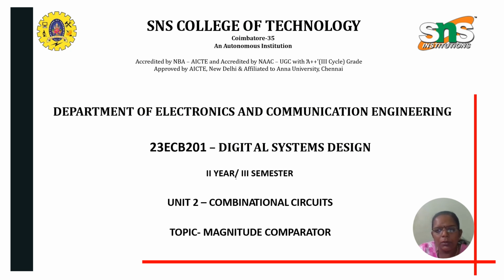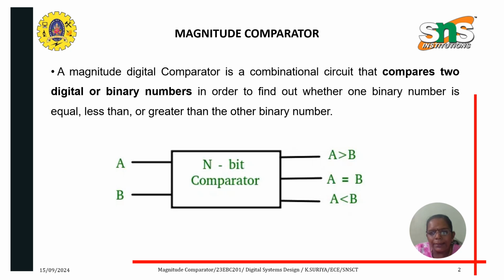In this video, let us see about magnitude comparator. A magnitude comparator is a combinational circuit that compares two digital or binary numbers in order to find out whether one binary number is equal, less than, or greater than the other binary number.